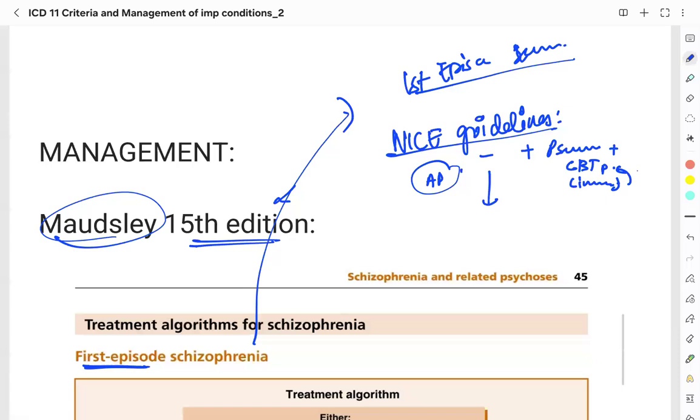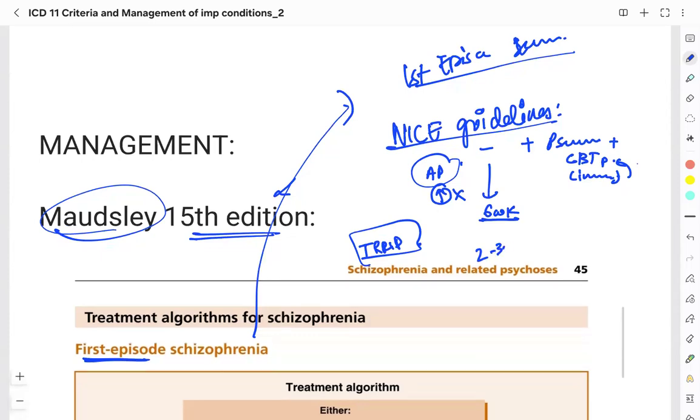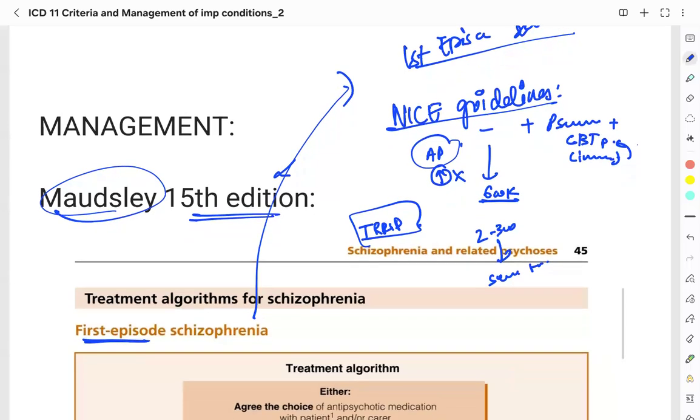I have not written TRIPS criteria here, but we'll discuss it later. Usually, in order to say that an antipsychotic is not working on this patient, we try them for at least 6 weeks. There are different guidelines. Maudsley first says 2 to 3 weeks, and then we see the patient again. If there are issues and there is no response to the treatment, they say change the antipsychotic.